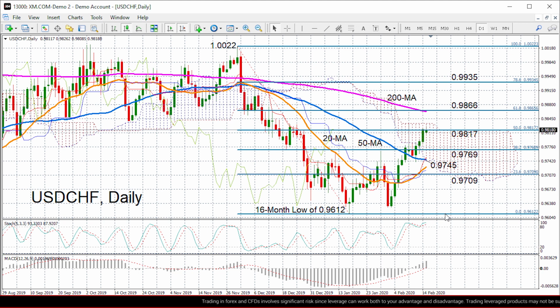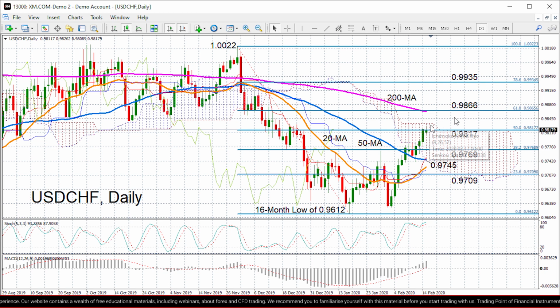Looking at the momentum indicators, they're pointing to positive momentum in the short term. Stochastics, though, are in overbought territory, so there is a risk of a near-term correction or consolidation happening. For now, though, prices have stalled around the 50% Fibonacci retracement of the down leg from 1.0022 to 0.9612. So that level comes in at 0.9817.